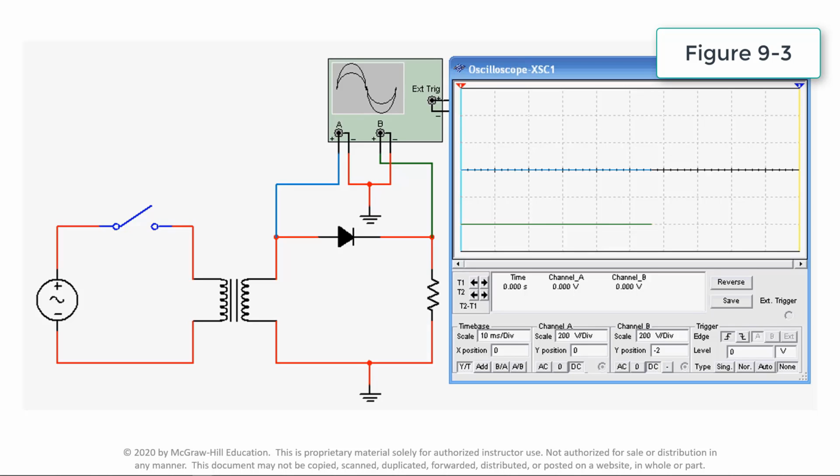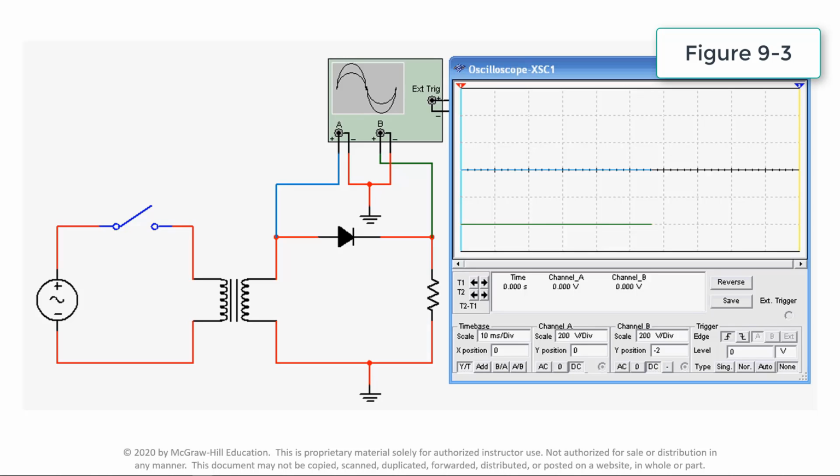This video demonstrates the operation of a single-phase half-wave rectifier circuit. Rectification is the process of changing AC to DC. Because diodes allow current to flow in only one direction, they are used as rectifiers. The AC input is applied to the primary of the transformer. The secondary voltage supplies the rectifier and load resistor.